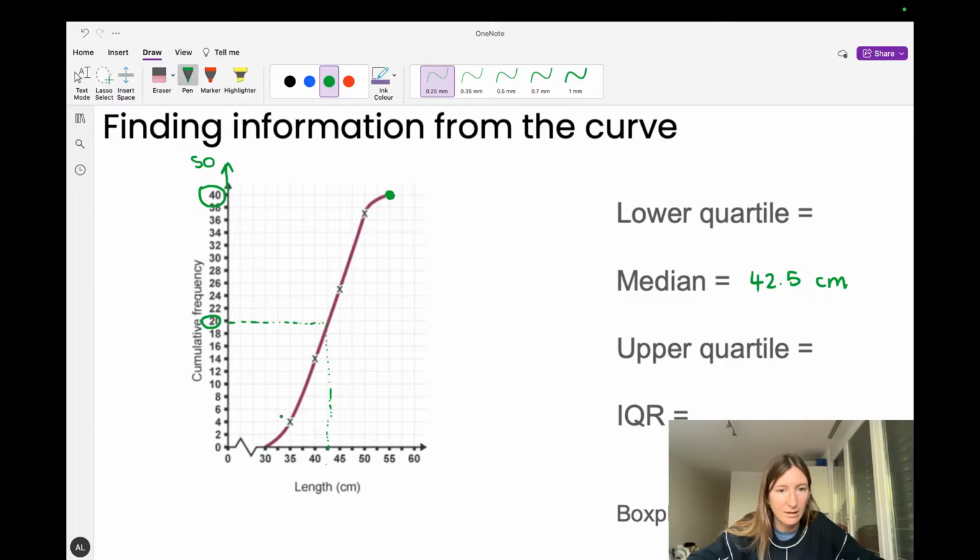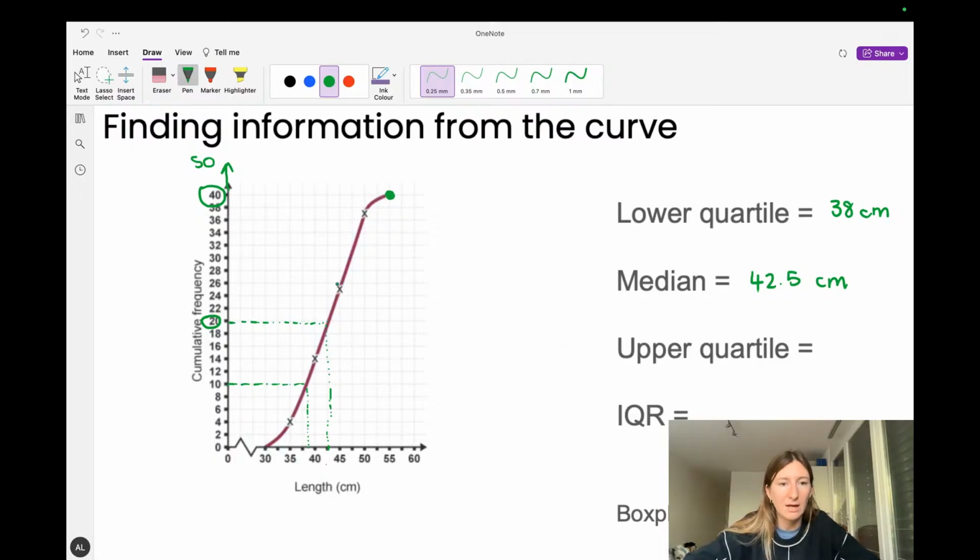All right, then again, to find the lower quartile, we need a quarter of this, or an easier way if you've done the median first is just to do half of the median again. Sometimes they're not always nice numbers, so it's easier to do half of the median than a quarter. So that's a 10. That doesn't look like it's exactly on the line. That looks like it's just in front. So if that's 37.5, I would say that's 38. So my lower quartile is at 38 centimeters.